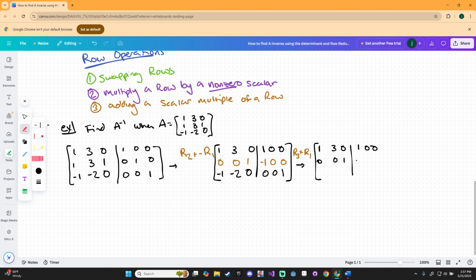R2. So R3, we're going to do R3 plus R1. Negative 1 plus 1 is 0. Negative 2 plus 3 is 1. And then we have 0. We have 0 plus 1 is 1. 0 plus 0 is 0, and 1.